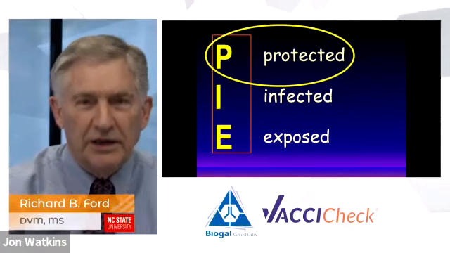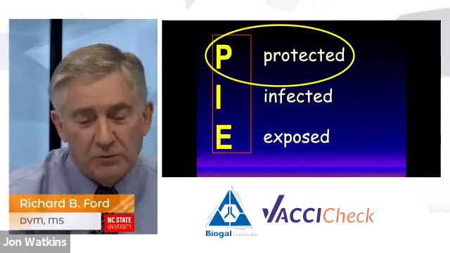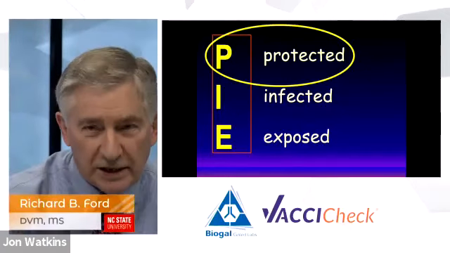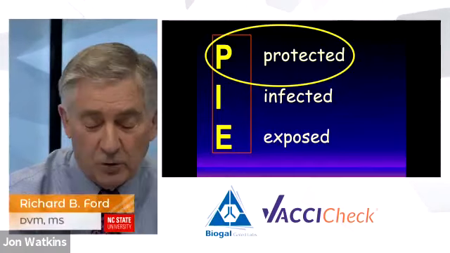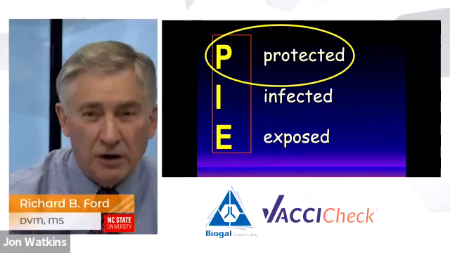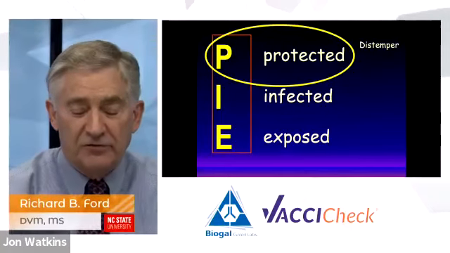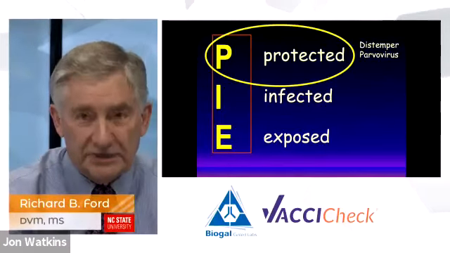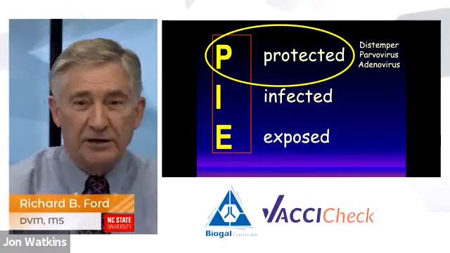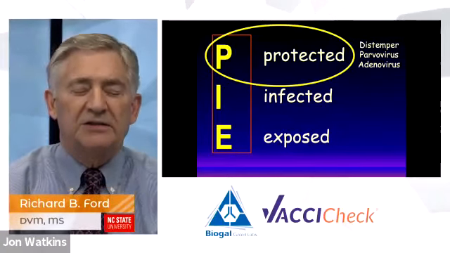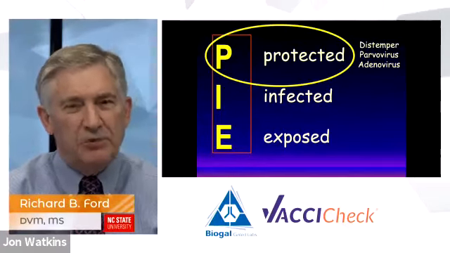Now, we don't have the pleasure of doing audience interaction at this point, so I'll move through this, but it is well documented in corroborative studies with qualitative and quantitative tests, regardless of the test methodology, a positive for distemper, a positive for parvovirus, and a positive test result for adenovirus correlates exceptionally well with protection. This is important to understand.